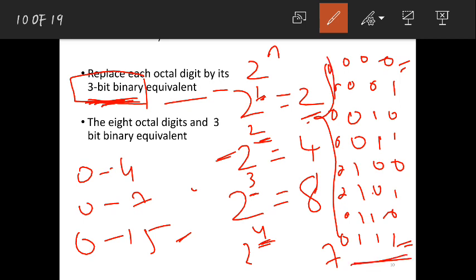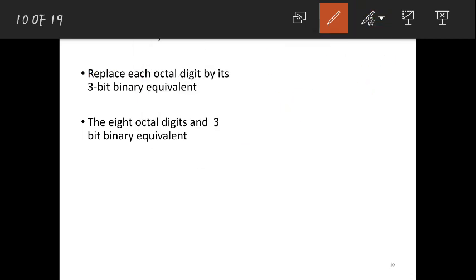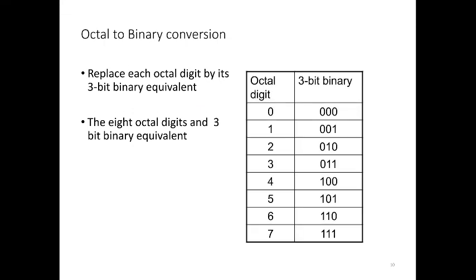So up to 7, all these extra bits are 0. It doesn't make any sense. Instead you are just adding some memory. So 3 bits are more than enough for us to write an octal number. That is the reason he said replace each octal digit by its 3 binary bit equivalent. Whatever the octal number, just write it in the form of 3 bits. Next, the 8 octal digits and their 3-bit binary equivalents. We'll see what these lines mean practically while solving.